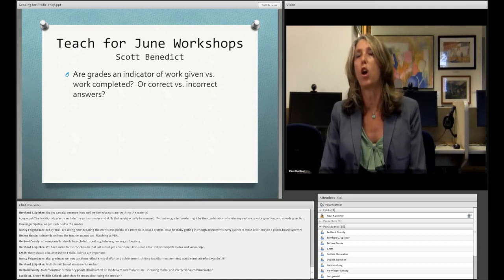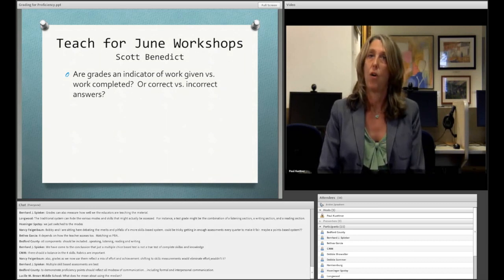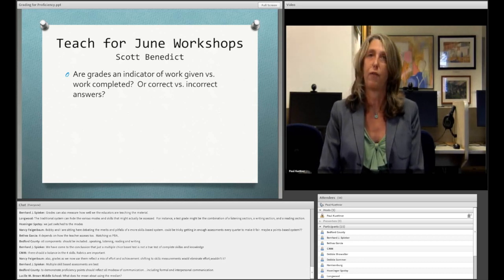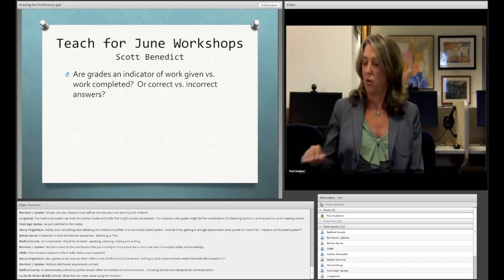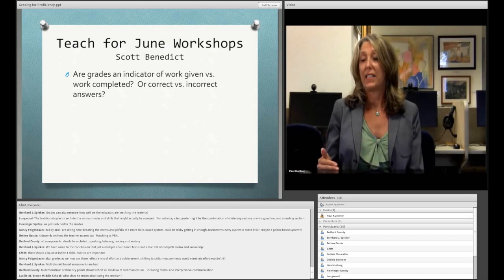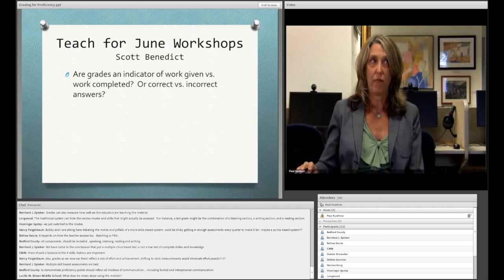Are grades an indicator of work given versus work completed? So you give your student 10 worksheets and they turn in 5. Or you have 100 questions on your Scantron exam and they got 50 right, so they got a 50%. Think about, what are you communicating with that? So we want to teach the way we assess, and we want to grade the way we teach and assess. So if we're moving toward teaching immersively and guiding students toward proficiency, then we should be assessing them that way, assessing them on their proficiency, and then grading that way.